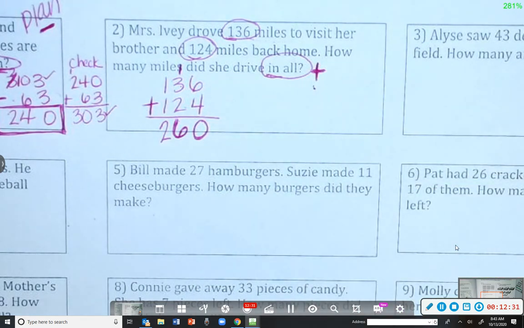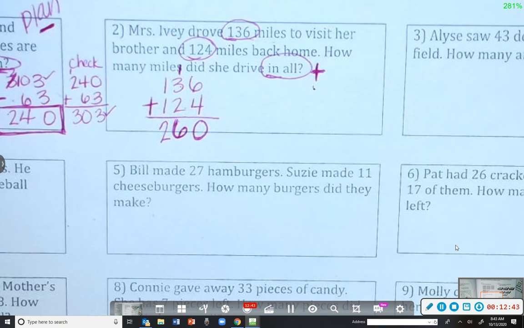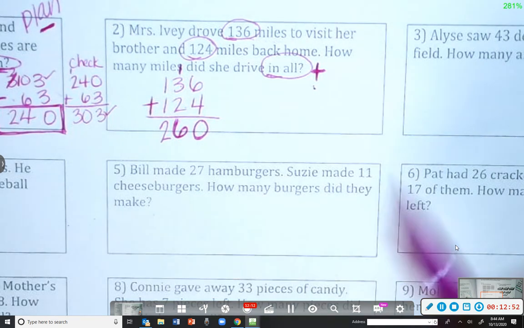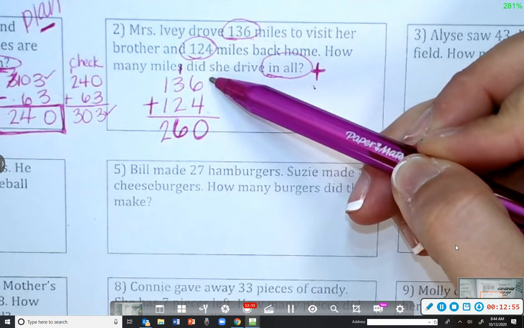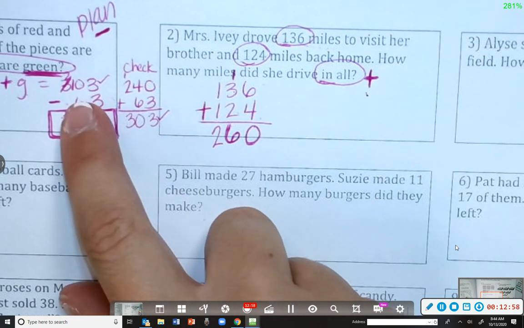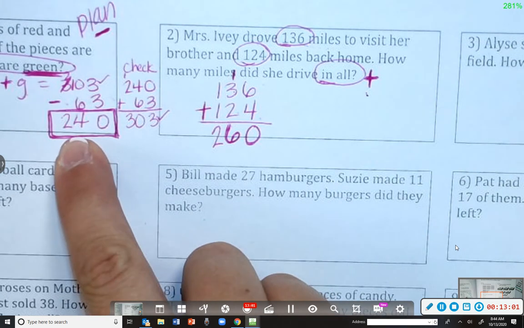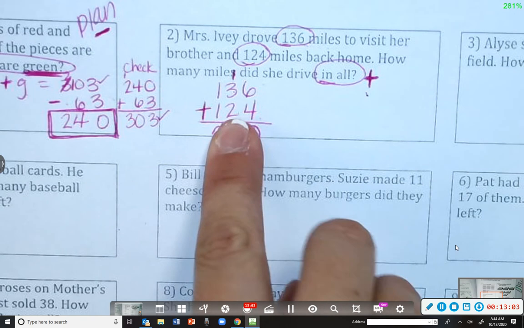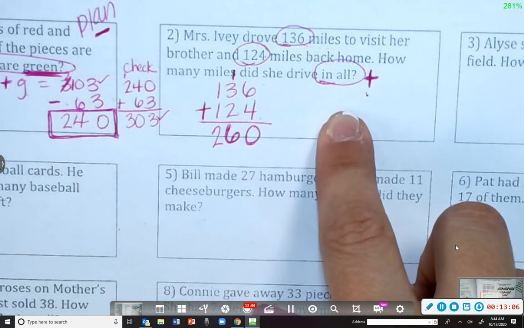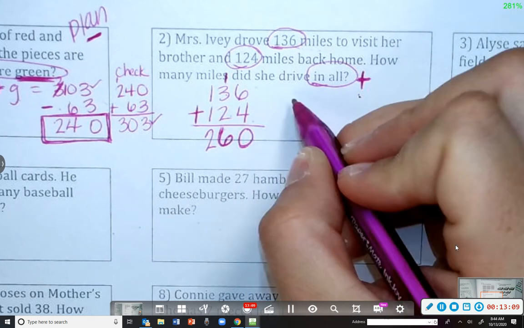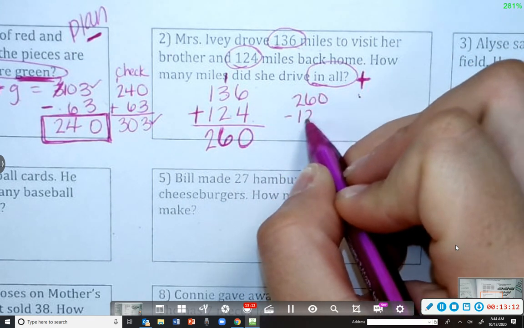Okay, how can I check my answer? What do you think, Javea? Adding them or subtracting them? We don't want to add them because that's going to be bigger. We can subtract. Okay, we can subtract these two and it should come out to the bottom. Over here we added to check because we subtracted to solve. Okay, you do the opposite. So when I'm adding to solve, I subtract to check it. Okay, so 260 minus 124.